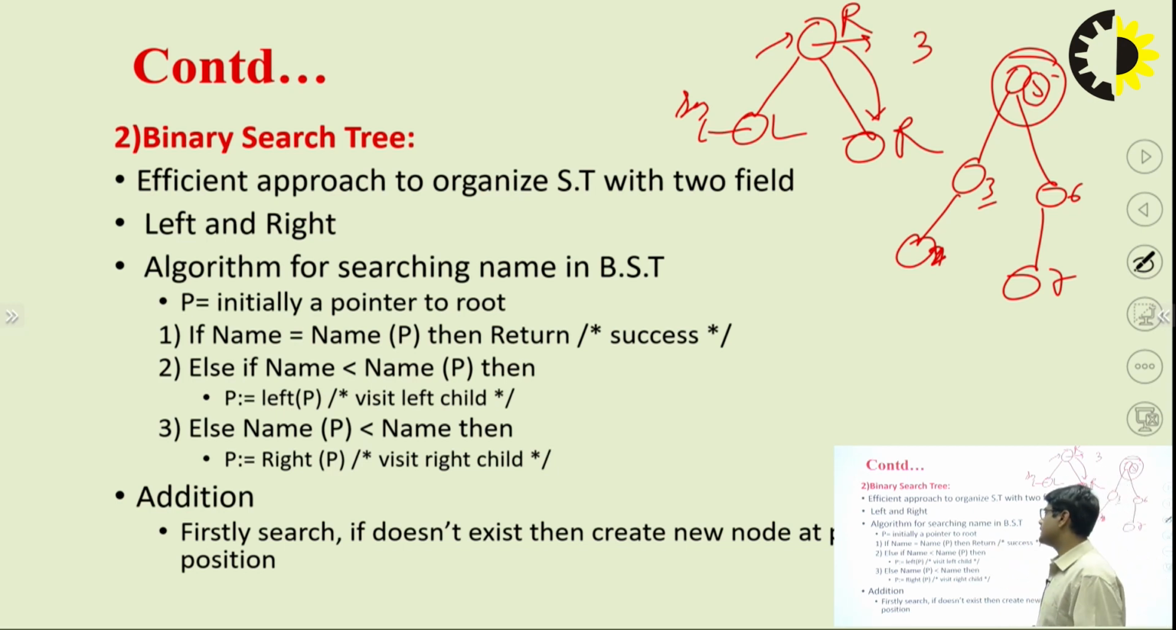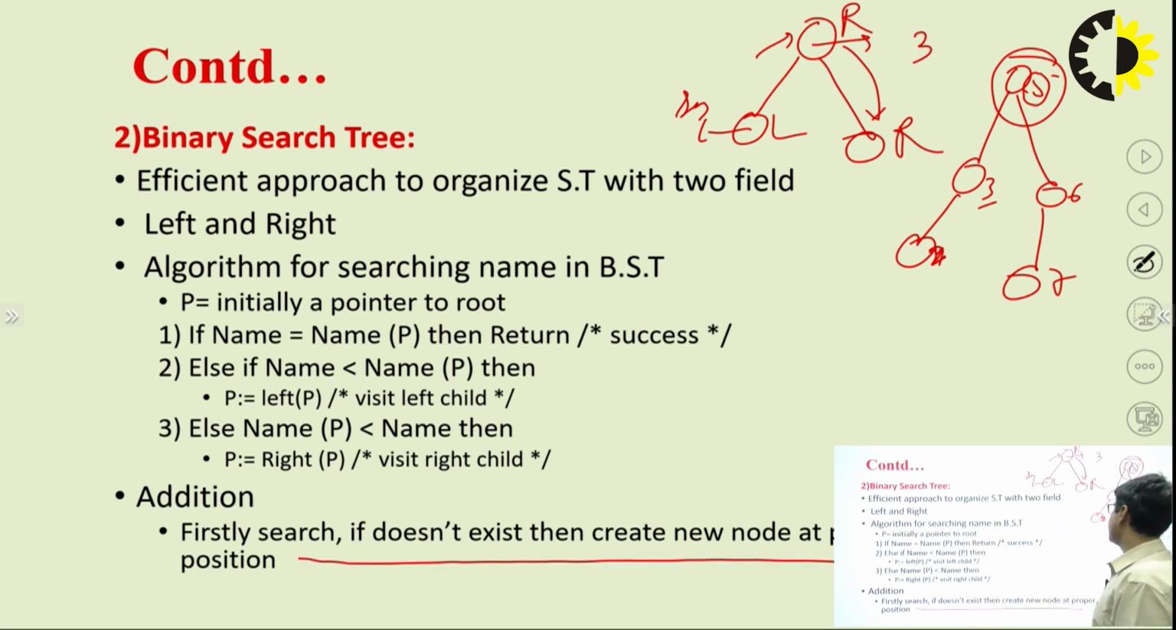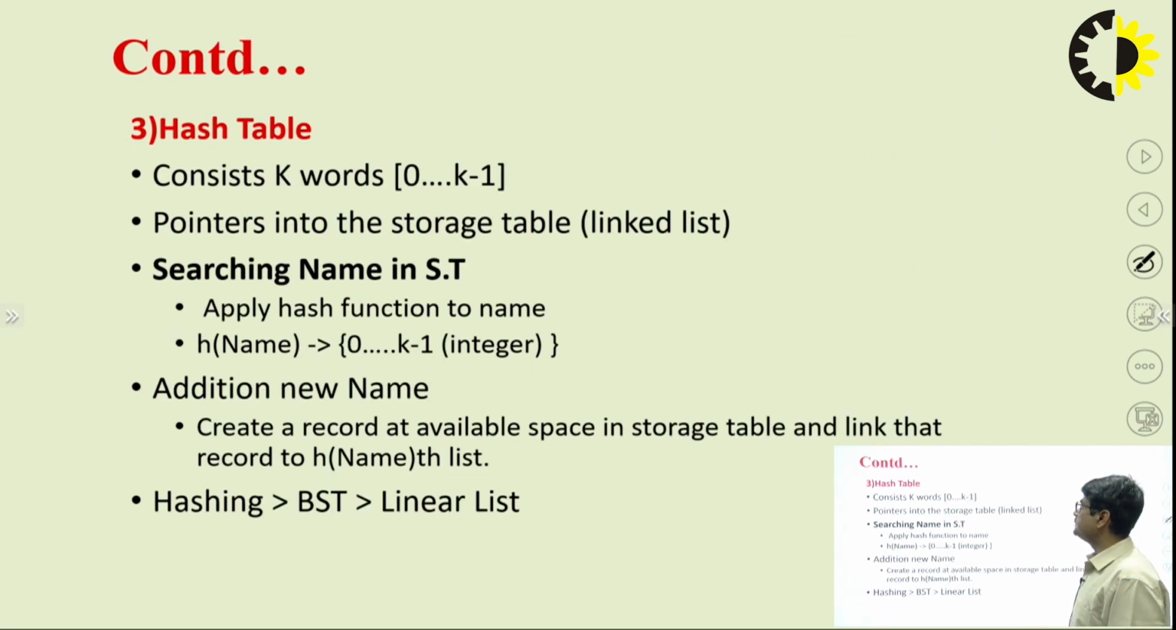Algorithm for searching a name in a BST: P equals initially a pointer to the root, definitely 5. If name equals name of P, the root is already matched, so definitely that is the result. Else, if it is less than the value, you have to switch to the left part. Otherwise, you have to switch to the right part. Addition is also very easy in that. How is addition easy? You have to traverse and find the particular empty node, and you have to insert the new value there.